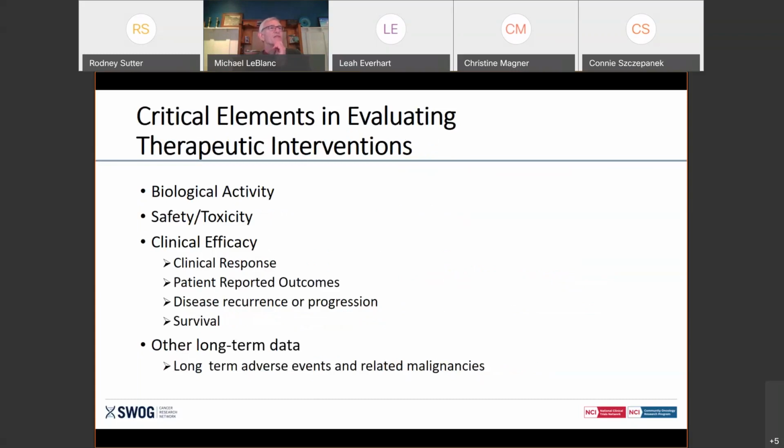At each part of those evaluations, there are different types of endpoints and different types of data we collect that you're responsible for, to help us sort out what's going on. There's early stage studies, biologic activity, and of course, safety and toxicity. But for phase 2 and phase 3 studies especially, there's clinical response assessments, sometimes patient-reported outcomes. Importantly, we'll show some examples later, disease recurrence and progression, of course survival data, and the other long-term adverse events data that are collected as part of those studies. Next slide.